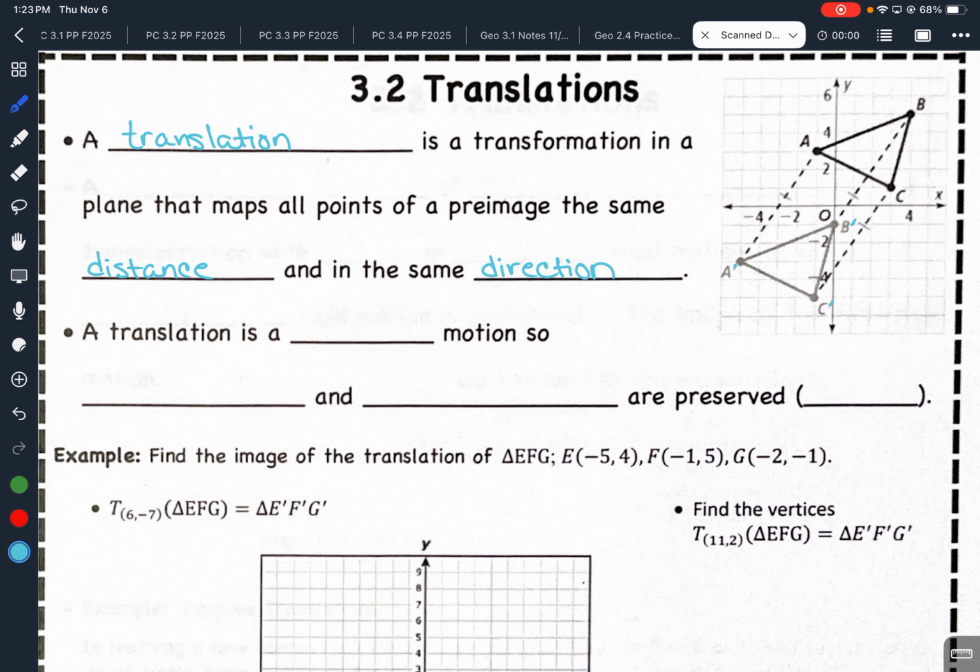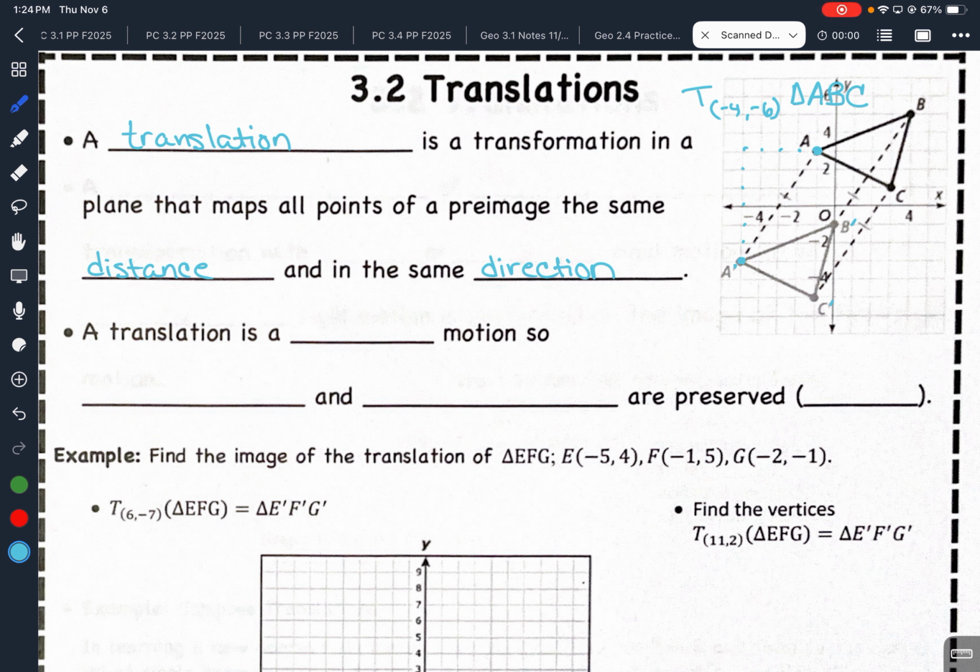So when I do this, you always move x first, then y. That's how we do it. So I'm going to go from A to A prime. So I'm moving left 1, 2, 3, 4. And I'm moving down 1, 2, 3, 4, 5, 6. So that translation would be -4, -6 of triangle ABC. So that means that every point in this triangle is going to go left 4 and down 6.